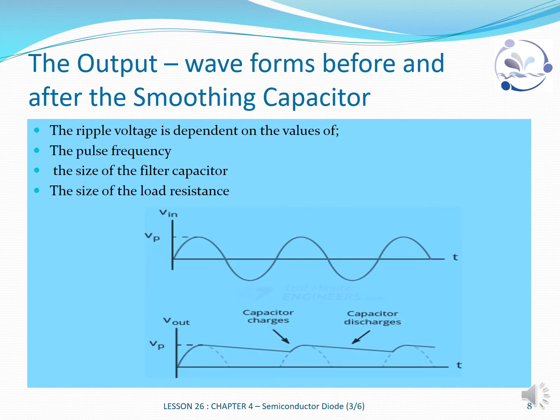And now the output waveform before and after the smoothing capacitor. We have the input, which is always a sinusoidal sine wave. And then here on the output, the lines that are shown with dotted thin lines are the output before the capacitor is connected in parallel in our circuit.